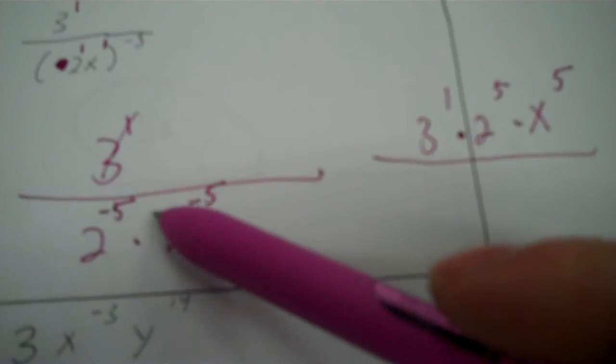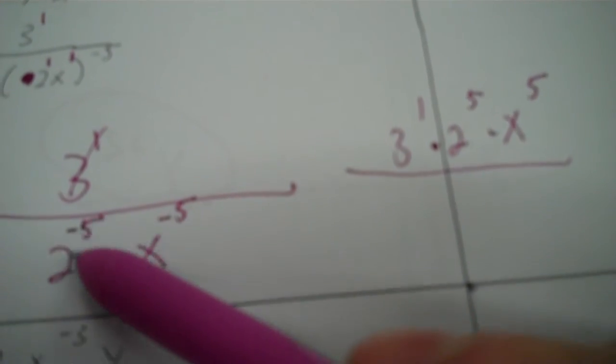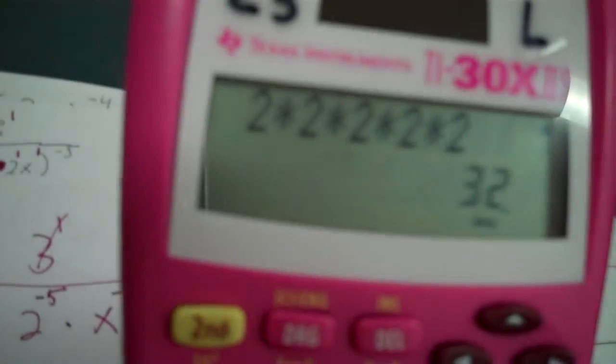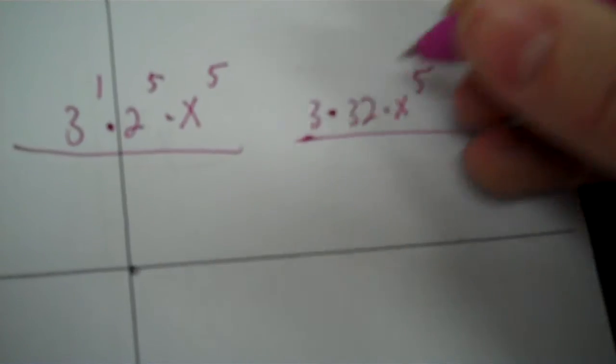Okay, and now I simplify what I can. So if they're on bottom with a negative exponent, you move it to the top, then you can write it as 2 to the 5th and x to the 5th. So 3 to the first is 3, 2 to the 5th, 32 times x to the 5th. So 3 times 32, 96.